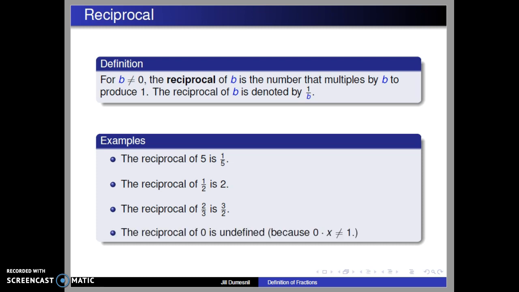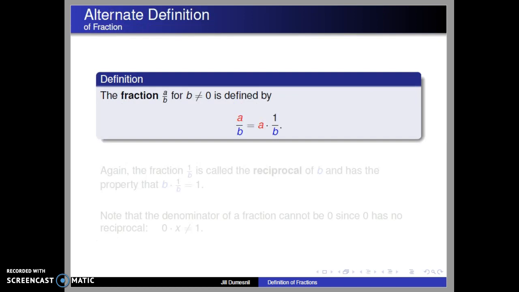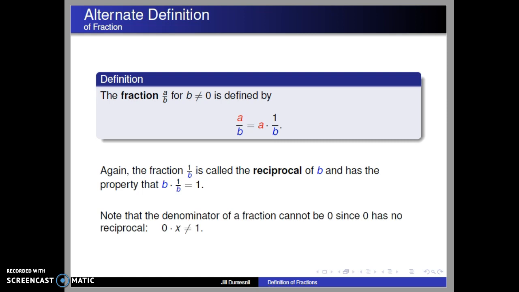0 has no reciprocal, because 0 times x is never equal to 1. An alternate definition of fraction states that a over b equals a times the reciprocal of b. This is also the formal algebraic definition of division. A divided by b equals a times the reciprocal of b. Division by 0 is undefined because, again, 0 has no reciprocal.